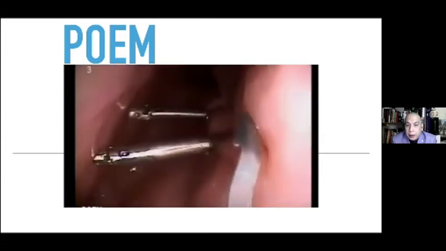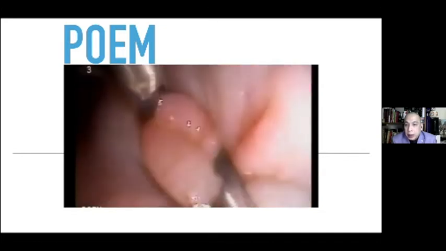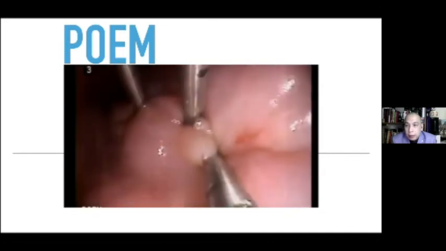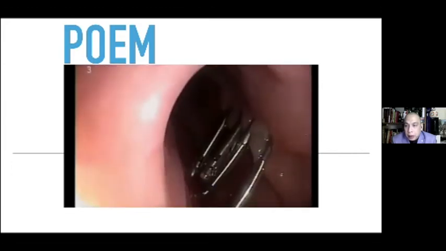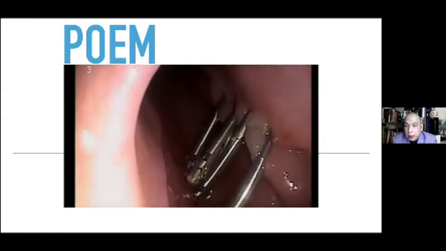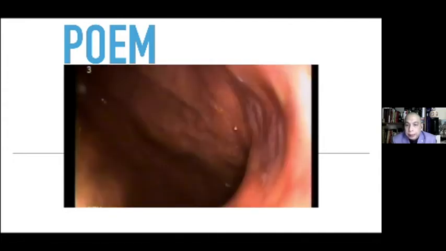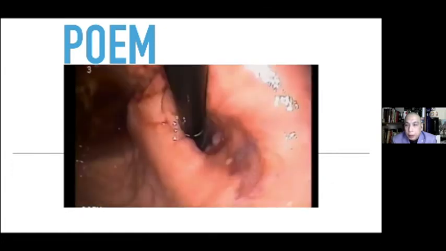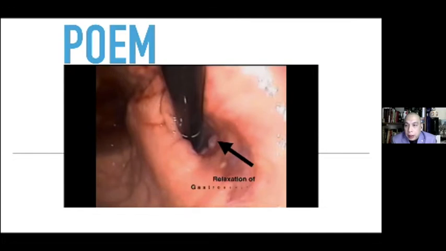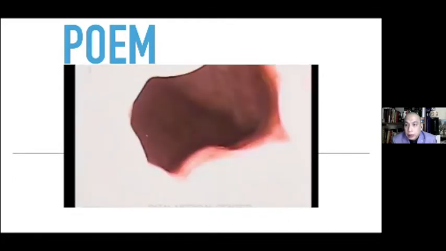And then after the POEM, our rationale, since we're doing POEM and there's a high risk of reflux, after POEM around 40% of patients, we will turn the patient or we will go for laparoscopy to do our Dor or modified Dor fundoplication.